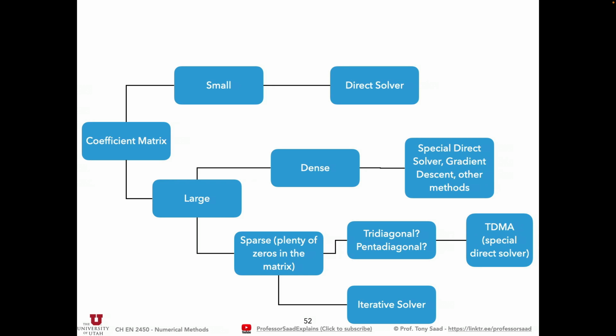Large and sparse, you can use an iterative solver. Or if you want to use a direct solver, you're stubborn, you say I want to use a direct solver on the sparse matrix, there are special direct solvers that are much, much, much faster than Gaussian elimination. They will give you the exact solution, but only work for a few types of large sparse matrices. Okay? Now, if the large matrix is dense, you're kind of doomed.